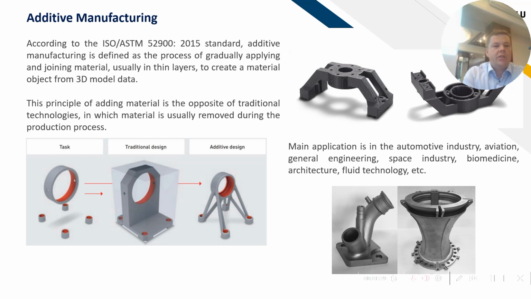In the picture, you can see the traditional design in manufacturing and the additive design. So there is a change in the meaning of manufacturing. Additive manufacturing is applied in many industries, for example in the automotive industry, aviation, general engineering, the space industry, also in biomedicine, architecture, etc.